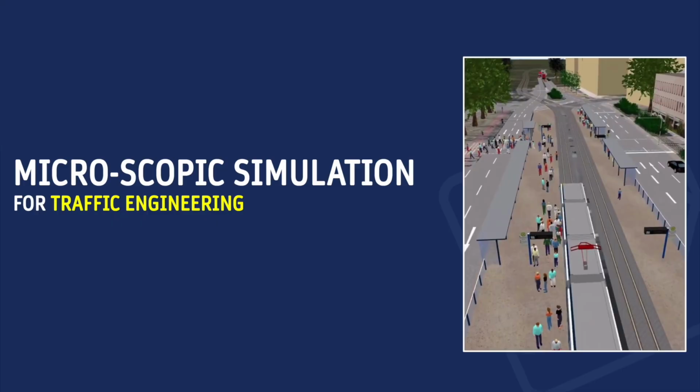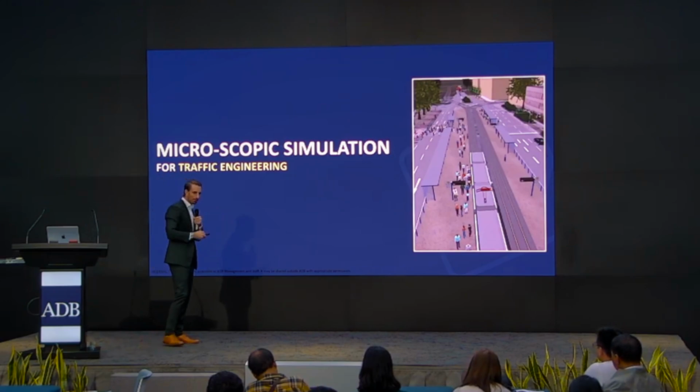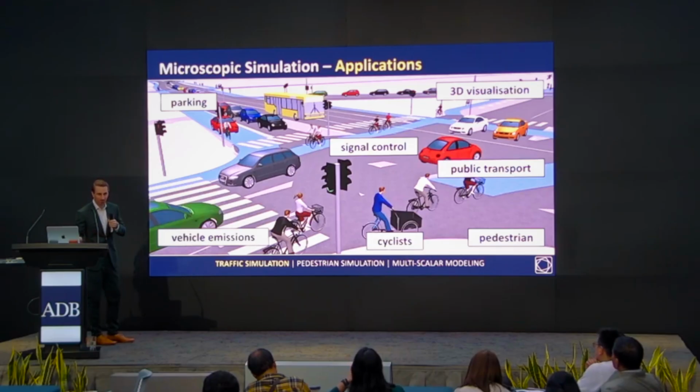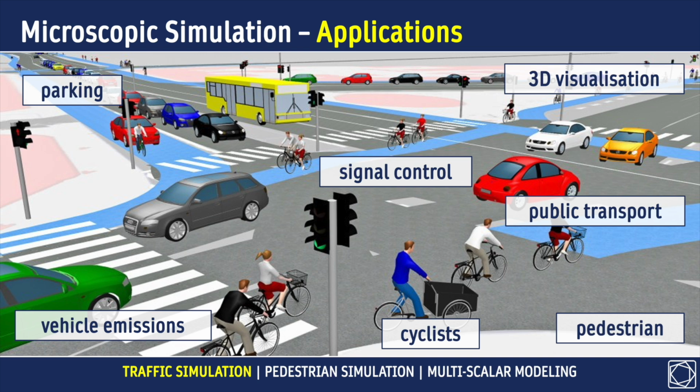Over to the other end of the spectrum, looking at traffic engineering. So now we're looking at microscopic simulation. It's a whole different profession that would use these tools. This one is much more visual, and you can use it for designing your cycle lanes, perhaps, for public transport operations, and I'll give some examples, and also for traffic signal control.